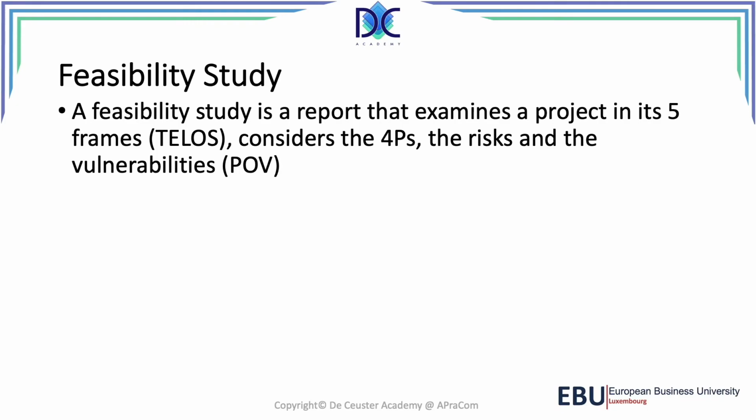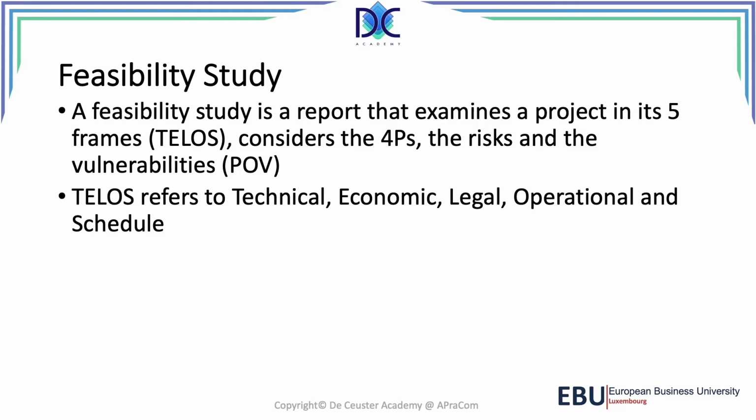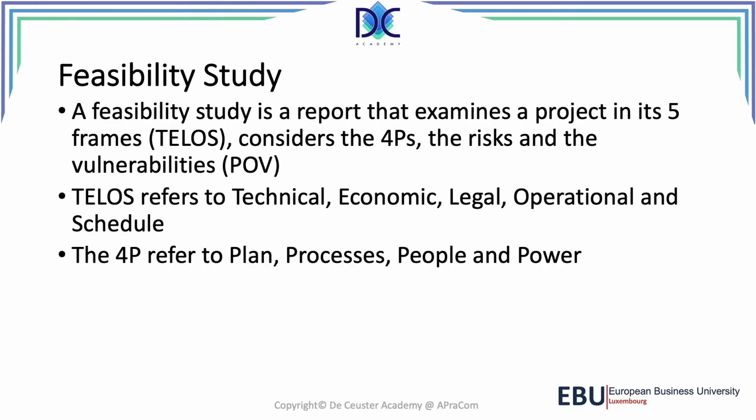But let's look at those elements: what TELOS means, what the 4 P's are, what we mean by risks, and what the POV is. TELOS refers to technical, economic, legal, operation, and schedule. Here we're going to evaluate: is it technically possible? Is it economical to do it? Is it legal? Can we operate it? And can we do it within the schedule? Very important parameters to evaluate when you're doing the feasibility study.